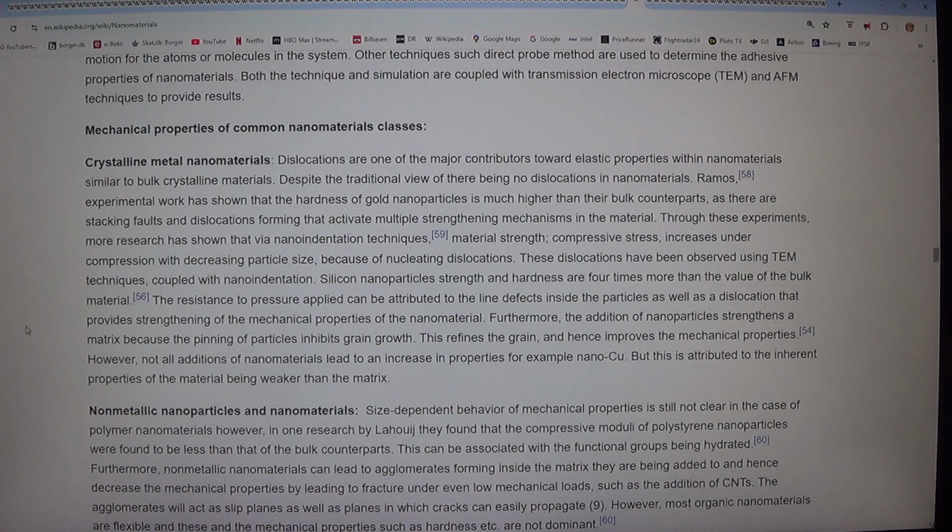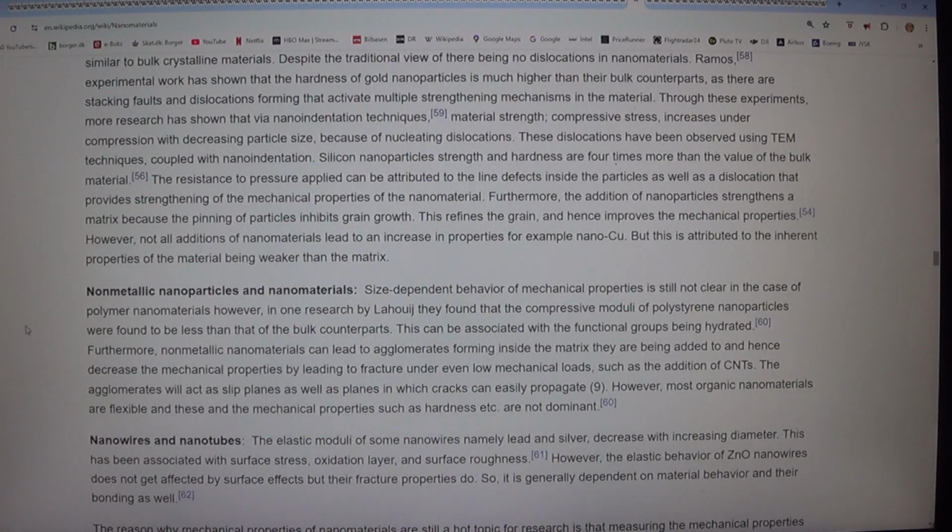Furthermore, the addition of nanoparticles strengthens a matrix because the pinning of particles inhibits grain growth. This refines the grain, and hence improves the mechanical properties. However, not all additions of nanomaterials lead to an increase in properties, for example nano-Cu. But this is attributed to the inherent properties of the material being weaker than the matrix.